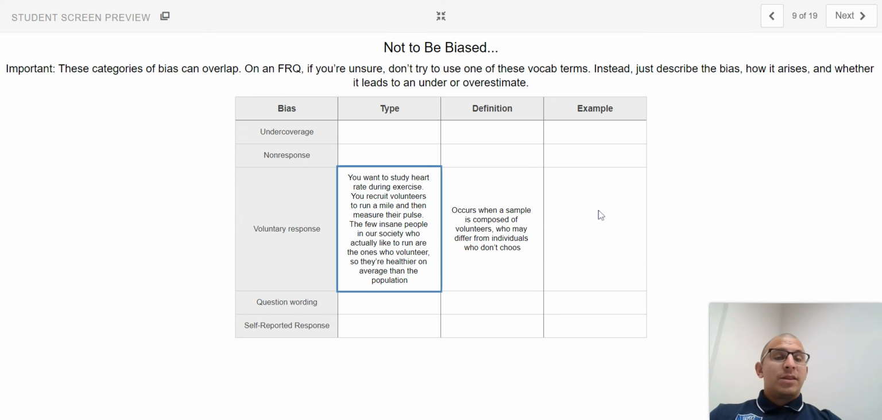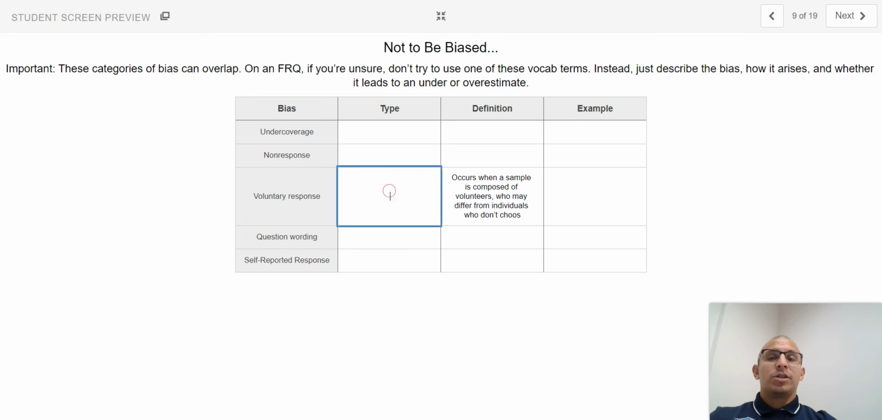So this would be in the example situation. You want to study heart rate during exercise. You recruit volunteers to run a mile and then measure their pulse. The few insane people who actually like to run are the ones who volunteer. So quite naturally, they would be healthier on average than the population.